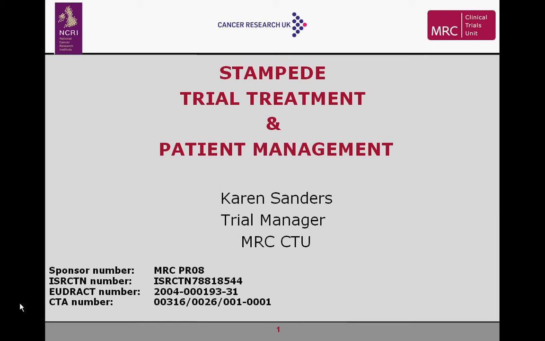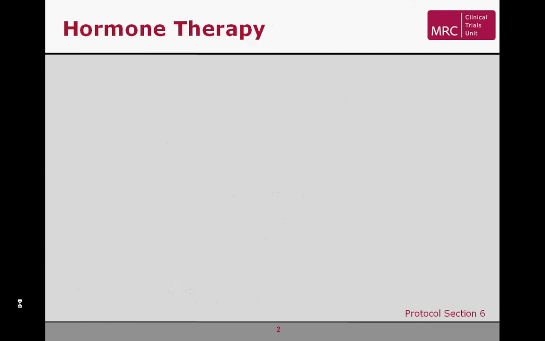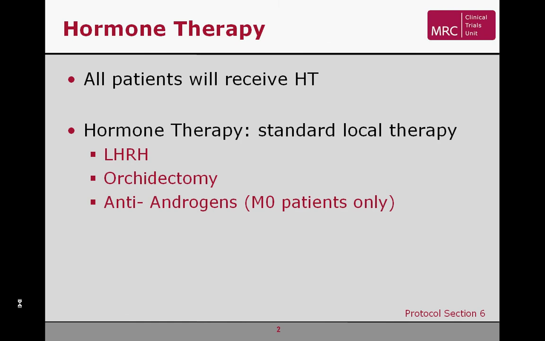In this presentation, I'm going to focus on some of the key issues involved in the treatment and management of STAMPEDE patients. So once an eligible patient has been identified and randomised, they should begin treatment as soon as possible. So starting with the hormone therapy. All patients on STAMPEDE will receive hormone therapy. The hormone therapy given can be in the form of the standard local practice, so either by treatment with LHRH analogues, orchidectomy, or for M0 patients, anti-androgens alone can be used.